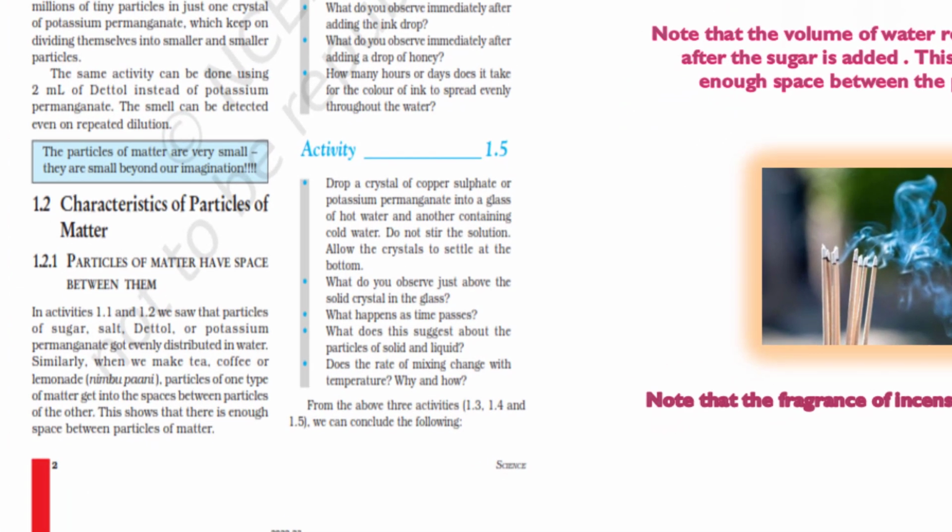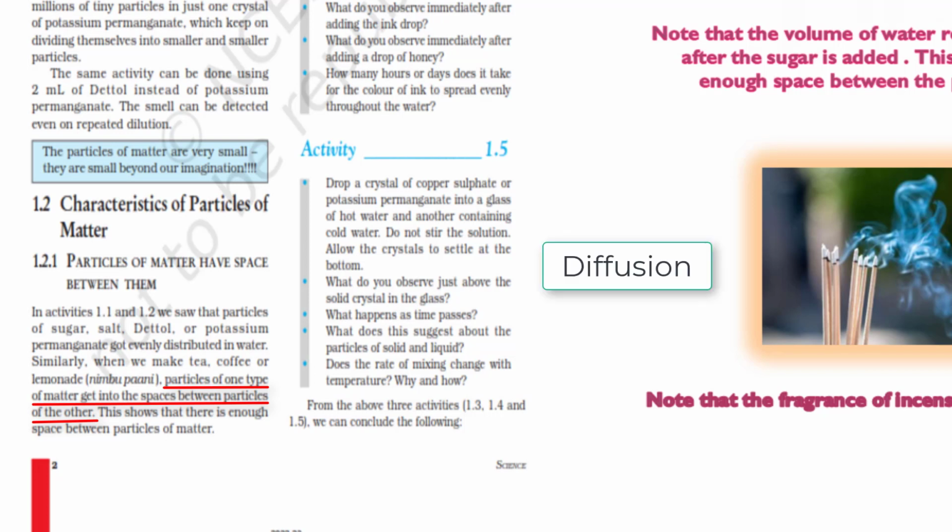This happens because the particles of one type of matter can easily mix and enter the space in between the particles of the other type of matter. This property of matter, being able to mix with another type of matter, is known as diffusion.